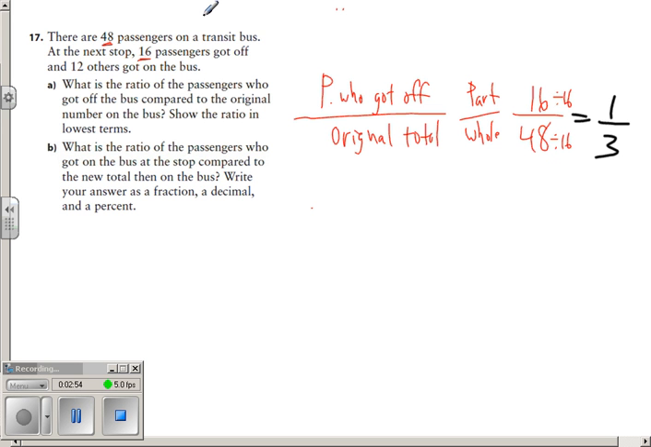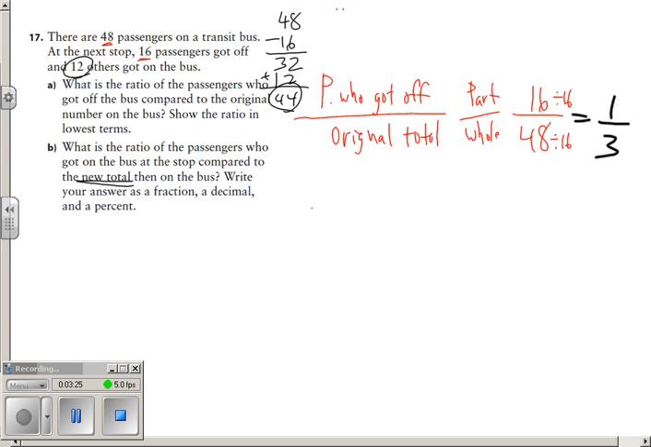What is the ratio of the passengers who got on the bus, which is here, compared to the new total on the bus? So we have to figure out the new total on the bus. Uh-oh. So we have to actually use arithmetic. So 48 and 16 got off, so 32 people were on, and then 12 got on, so I have to add it. It becomes 44. So there were 44 people on the bus after 16 got off and 12 got on.